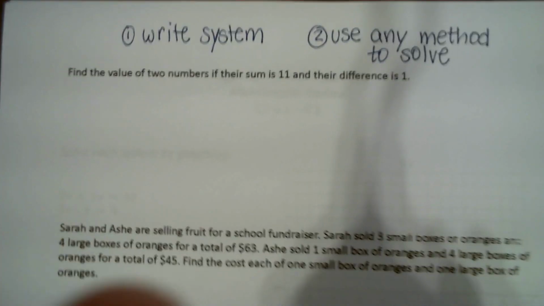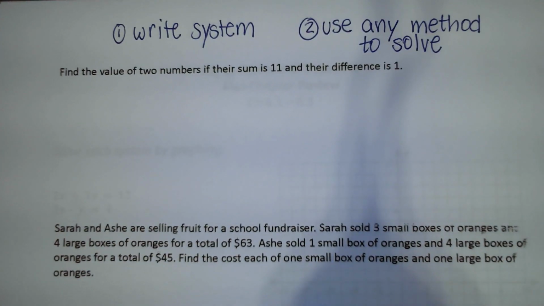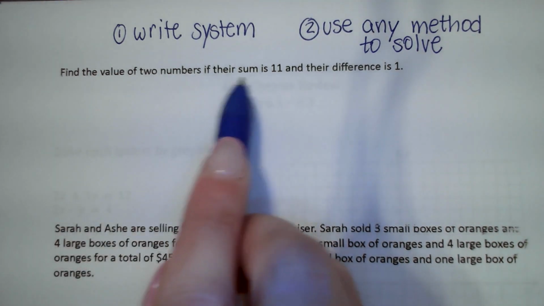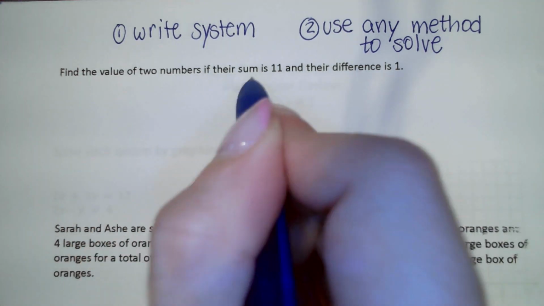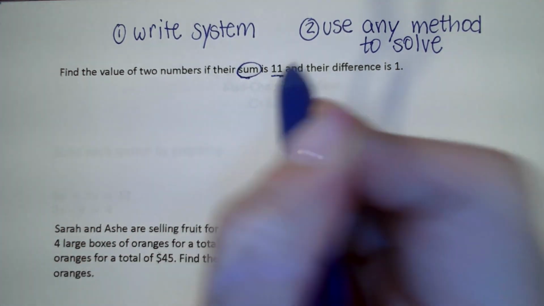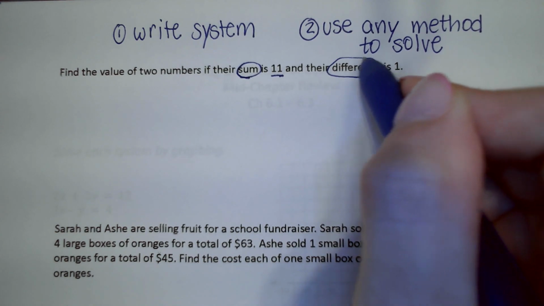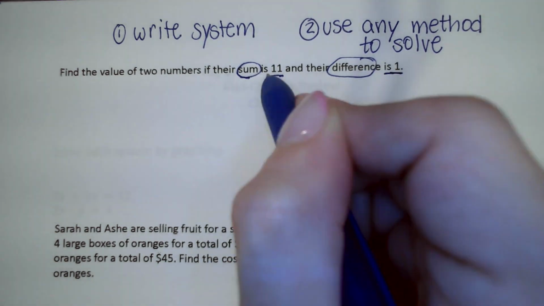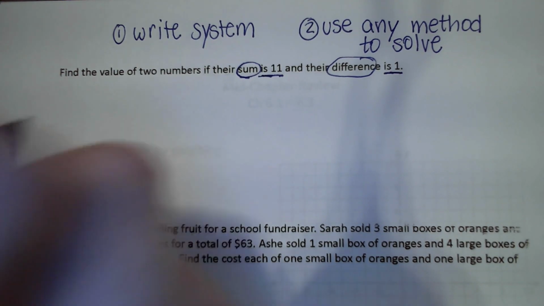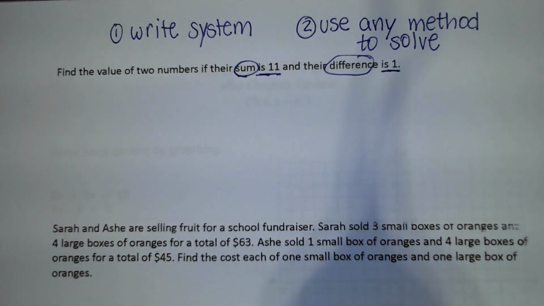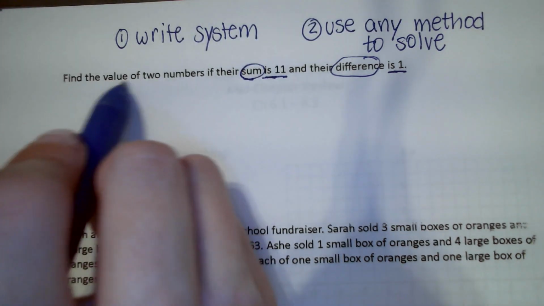Now, let's apply these steps to our first word problem. Find the value of two numbers if their sum is 11 and their difference is 1. So they're giving us two values for these two numbers. Now this one's nice and straightforward though, because we're not multiplying or finding the product of the two numbers. There's no 2 times a number in this sentence.